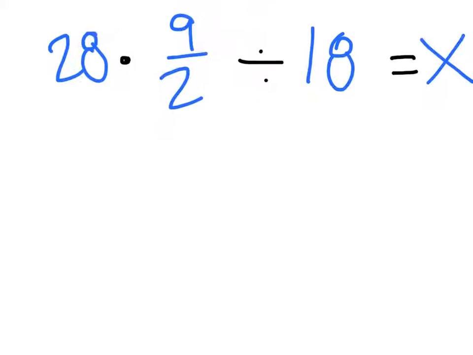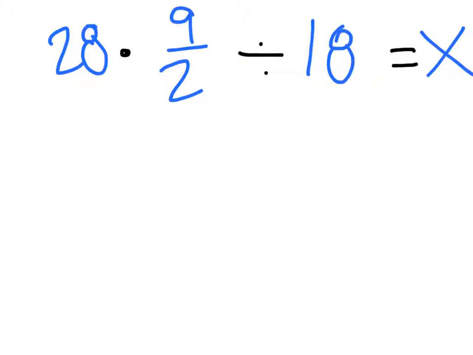And what do you get? 28 times 9 halves divided by 18. Is it 7? Very good. It's 7, but it's not just 7. It's 7 cups.